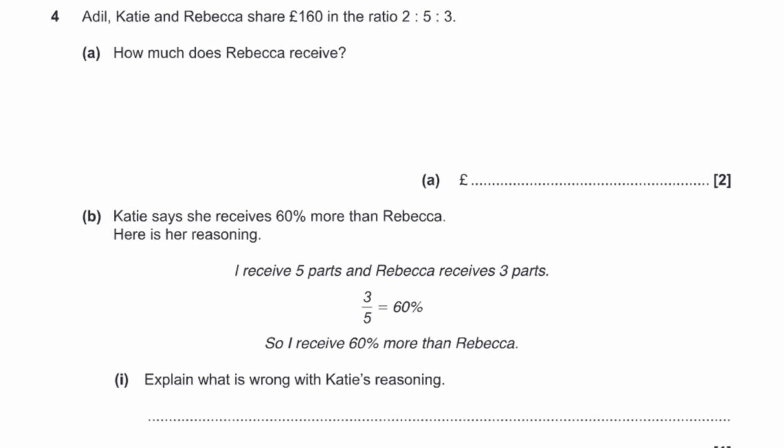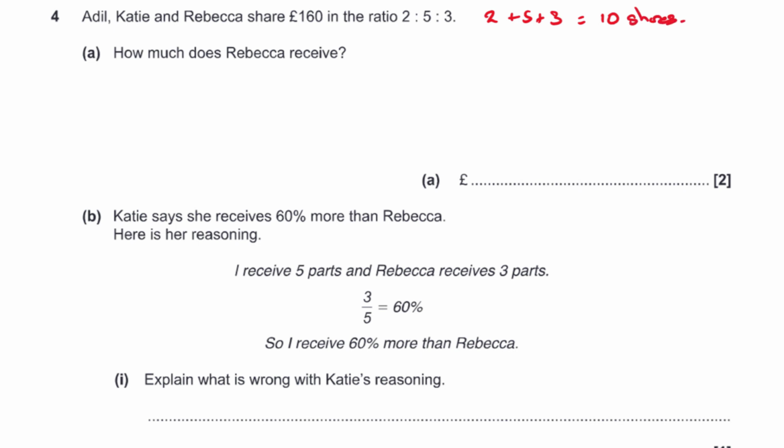Adil, Kate and Rebecca share £160 in the ratio of 2 to 5 to 3. How much does Rebecca receive? Okay, so within these questions then we need to work out how many shares there are altogether. And we can do that by just adding the ratio bits together. So 2 plus 5 plus 3. That tells me that there are 10 shares altogether.